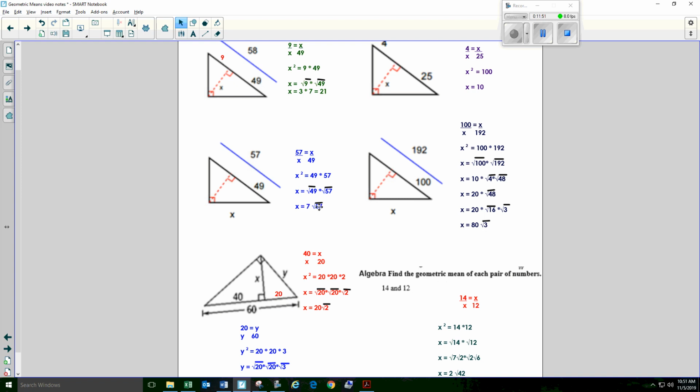Then I just put the whole thing in my calculator and do the square root. I could have just done 49 times 57, got the answer, taken the square root, and rounded it to whatever decimal they wanted. But we are doing exact answers, so you're working on reducing your radicals here. On the DCAS, they might do one of each: one with a decimal rounded to the nearest tenth or hundredth, and another one exact answer. So you do have to be able to work with radicals.